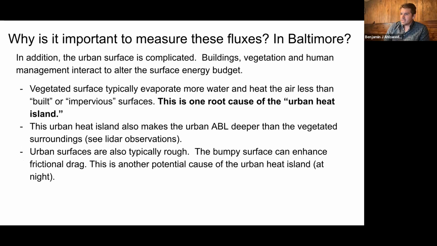I sort of mentioned this already, but vegetated surfaces, we know that they evaporate more water than built or impervious surfaces, and that could contribute to the urban heat island. That therefore makes the atmospheric boundary layer deeper, increasing surface roughness, and then that entrains more hot air, and so the next day is hotter. This is like a positive feedback loop that contributes to the urban heat island effect.